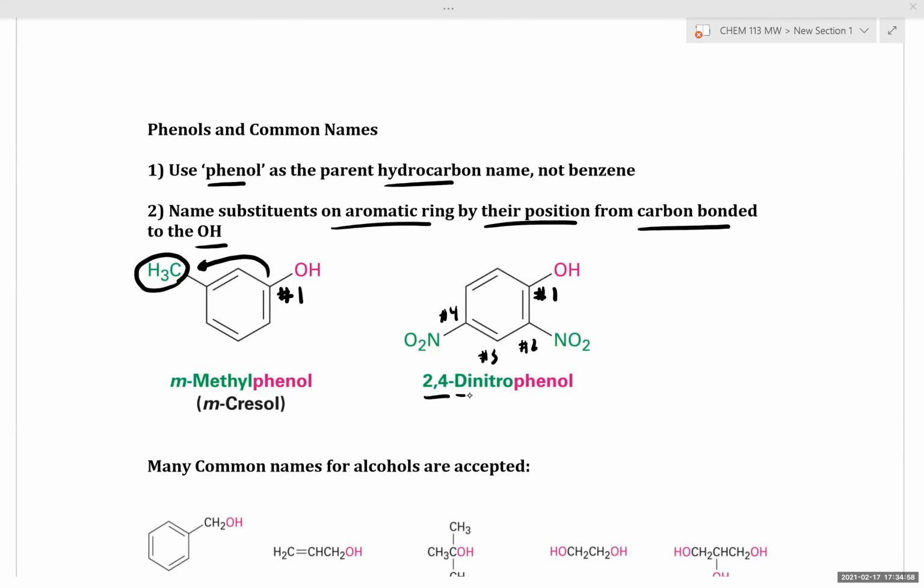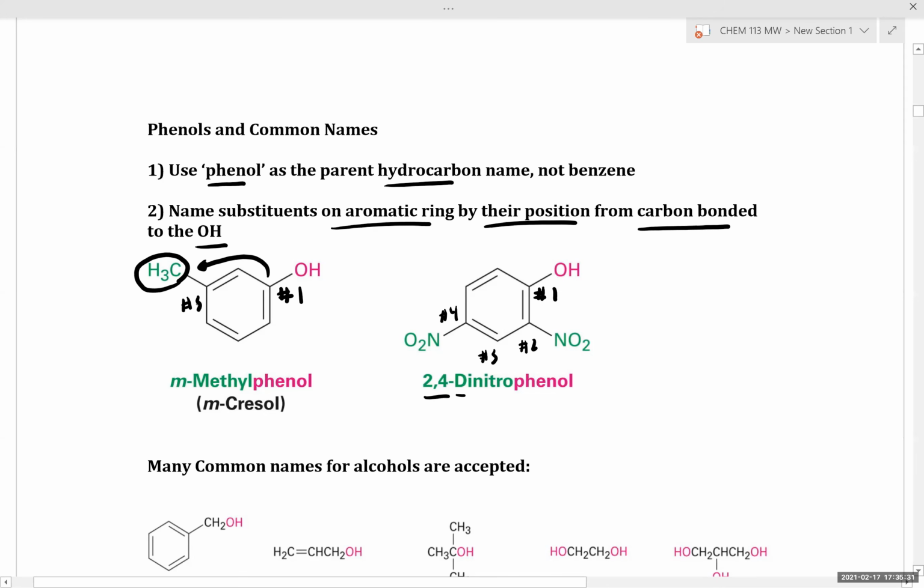What is meta again when it comes to meta positioning? Meta implies a 1-3 relationship, so we have a 1-3 relationship between our substituents. And the ortho-meta-para nomenclature is only really applicable when you have an aromatic ring with exactly 2 substituents. When you have more substituents, ortho-meta-para becomes ambiguous. Does that make sense?